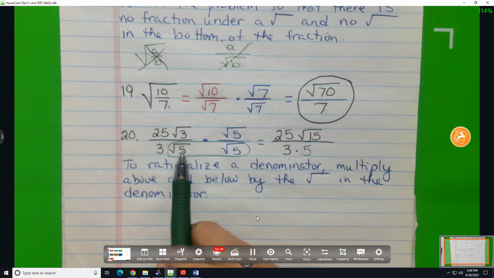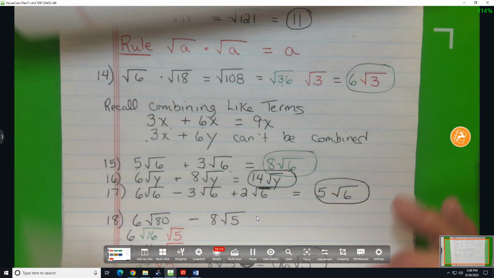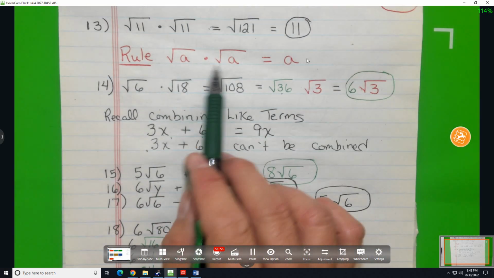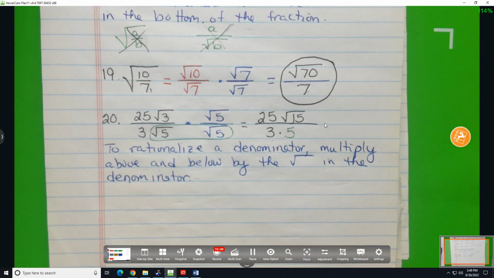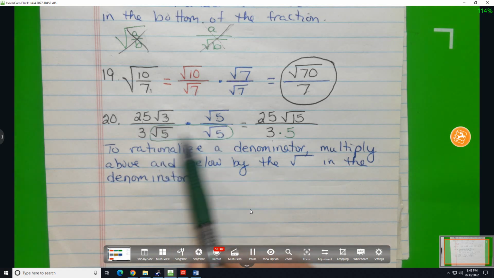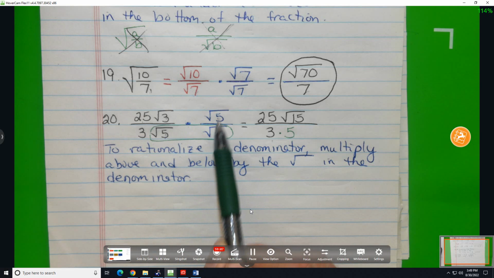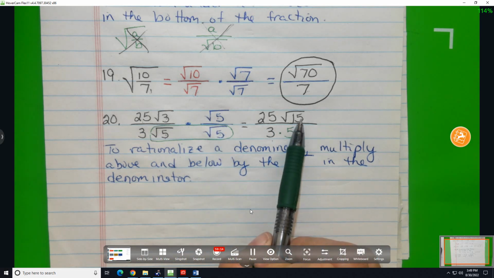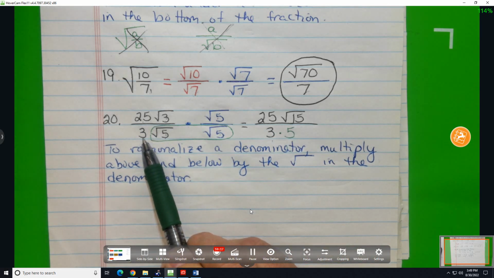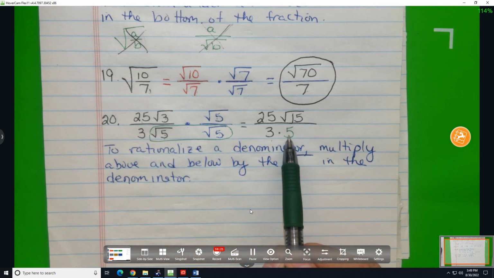You see that square root of 5 times the square root of 5? I used that little red rule of mine. There's my red rule right there. So, move all of that out of the way, and you'll follow what I've done here. Multiply above and below by the square root that's in the bottom. So that's why I'm multiplying above and below by square root of 5. On top we have 25 square root of 15. On the bottom we have a 3. And then square root of 5 times square root of 5 is where I'm getting that green 5.